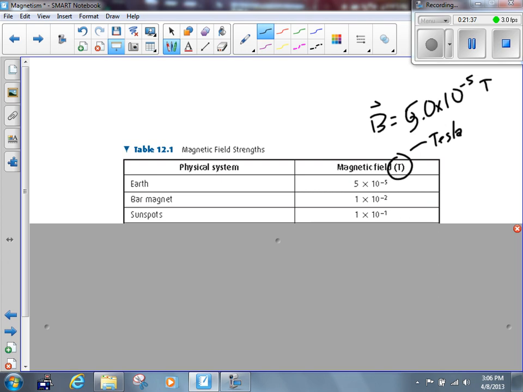So these charged particles come and get deflected by the Earth's magnetic field. The Earth's magnetic field is very, very weak, but still strong enough to deflect these charged particles and cause the northern lights.